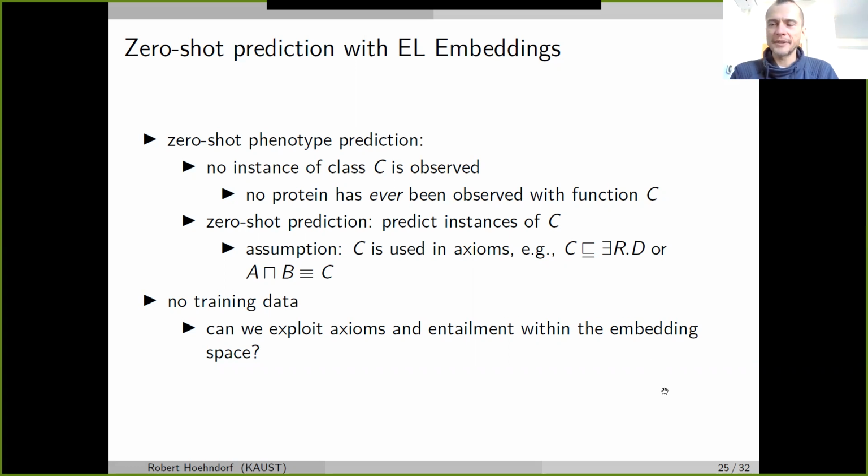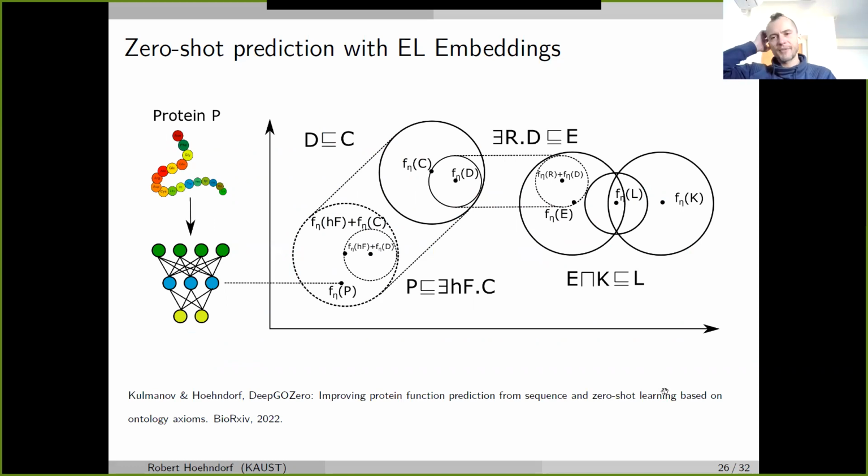So we don't have training data, and we want to predict instances of C. And I have this very complex figure. We need to maybe make it more simple, but what we have done is, on the right-hand side, you see this EL embedding space, and it's still with spherical or ball embeddings. So we have this embedding space from EL embeddings, and on the left-hand side, we have a protein. So we take this protein and simply use some kind of embedding method to embed this protein based on its sequence in the same space as our axioms.